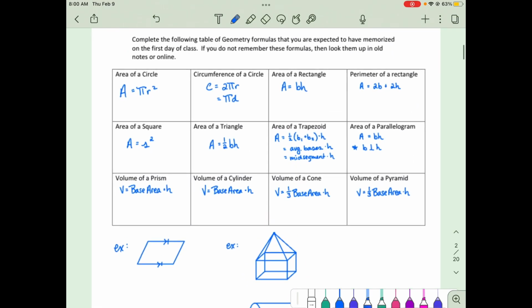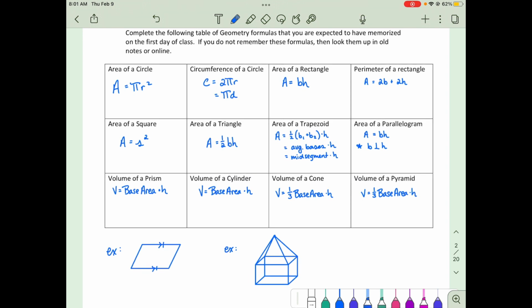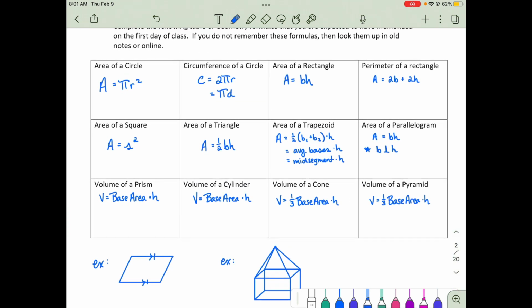All right, now go ahead and I want you to take a minute, pause the video, copy this. You should have done this for homework, so this is also a good check for you to see whether or not you got the correct formulas, and then we're going to come back and talk about them.